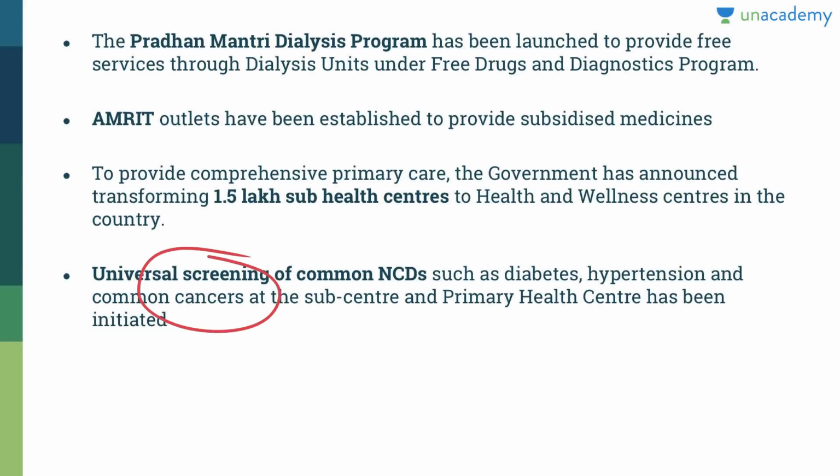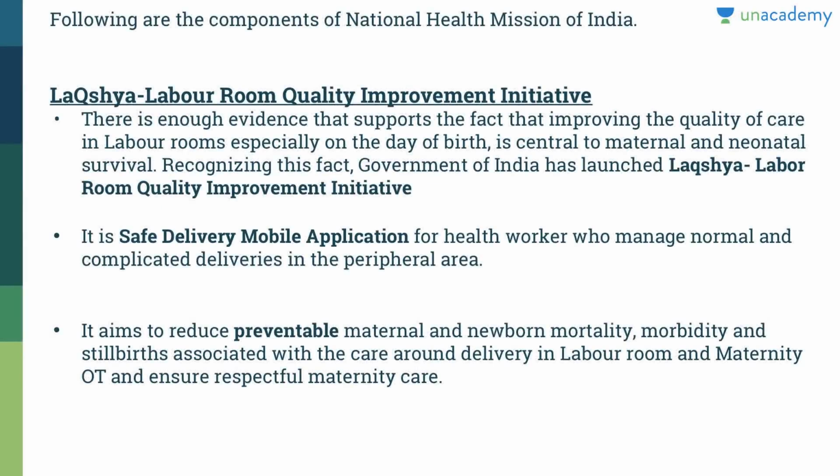Then there are common cancers at the sub center, like oral cancer, cervical cancer, breast cancer, lung cancer. They are so common in India. And at the primary health center screening has been initiated so that people can get screened, because most of the rural people visit a sub center, which is the lowest level of health establishment. Then you come to the primary health center, then you have a community health center, then a district hospital, then a tertiary care hospital.